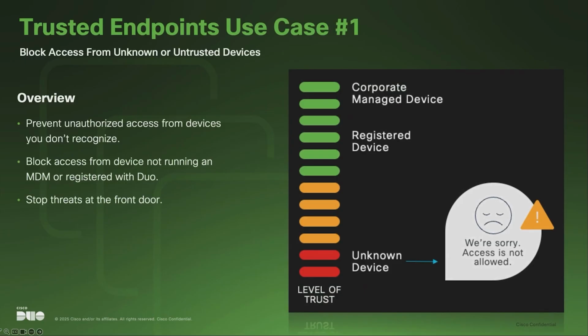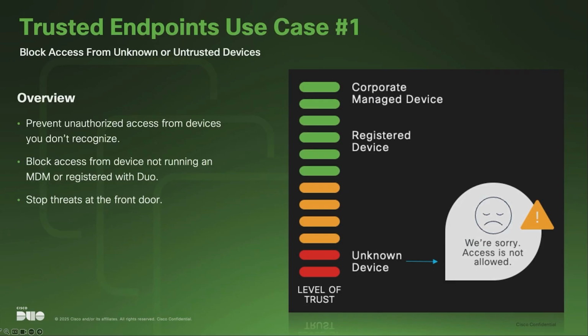Let's explore three real-world scenarios where Trusted Endpoints really makes a difference. First up, blocking access from unknown or untrusted devices. So imagine you're responsible for protecting your company's sensitive data. And for many of you, you probably don't need to imagine it. It's actually your responsibility, and you live this day to day. One of your biggest worries is unauthorized access from devices that you don't recognize. With Duo Trusted Endpoints, you can block access from any device that isn't managed by your favorite mobile device management solution or registered with Duo. This means you're stopping attackers right at the front door, ensuring only trusted devices get in. It's like having a security guard who knows every employee by name and isn't going to let any strangers in.